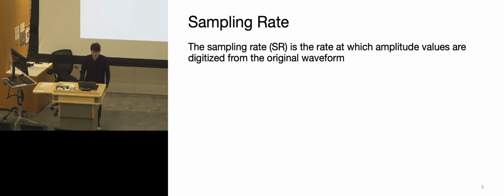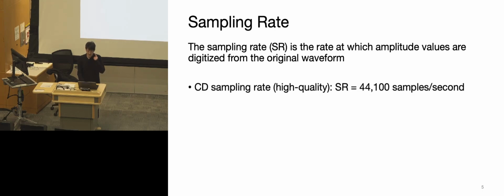So how do we do that? The first concept we will be using is called the sampling rate. This is about how we switch between the analog signal and the digital signal, particularly taking the analog input into digital form. So the sampling rate is the rate at which the amplitude values are digitalized from the original waveform.